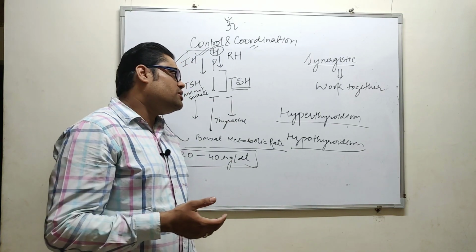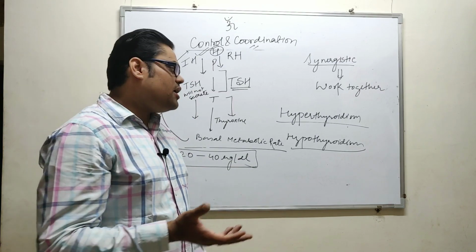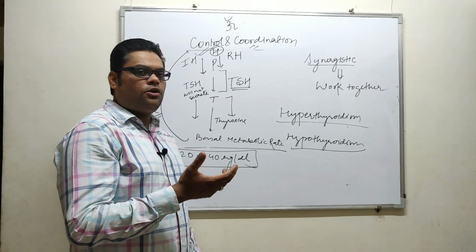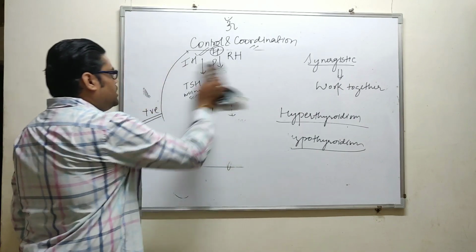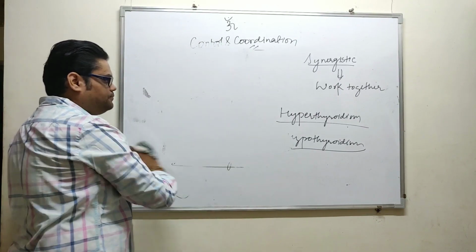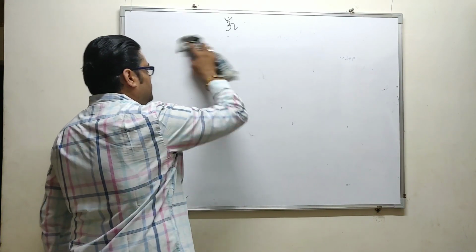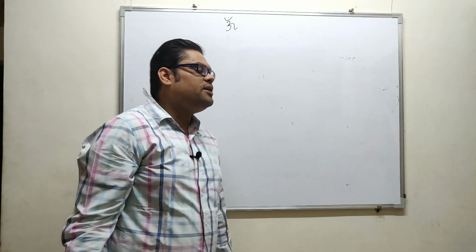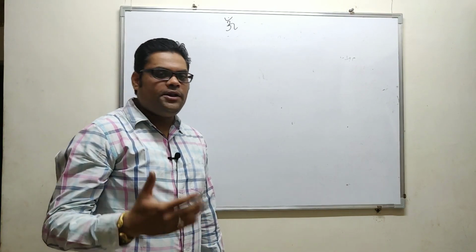Then there are many more diseases like myxedema and cretinism. They are the disorders of what? Of thyroxine only, the disorders related to the thyroid gland only. Now the other glands like the pituitary gland, the gonads, testes and ovary, we will be discussing in the next videos.